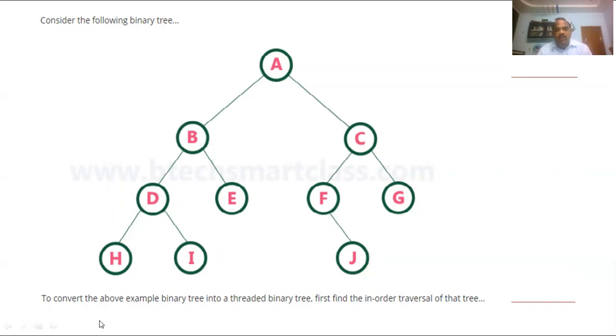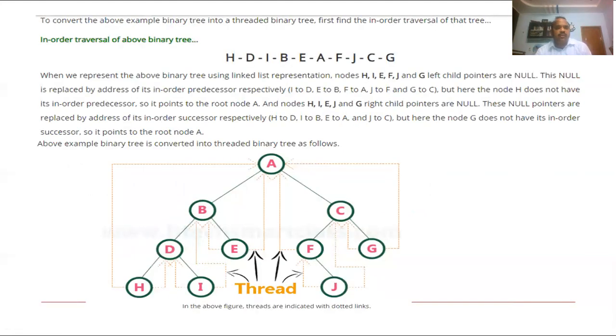So, to convert the above example binary tree into a threaded binary tree, first find the in-order traversal of that tree. What is the in-order traversal? H, D, I, B, E, A, J, F, C, G. This is the in-order traversal of the given binary tree. Clear, all of you?